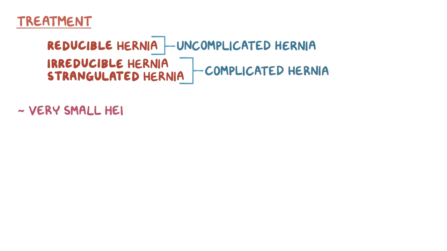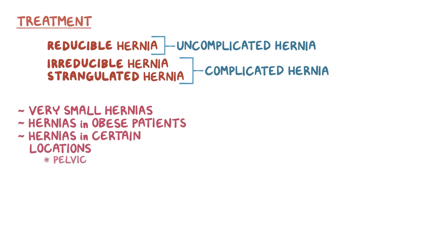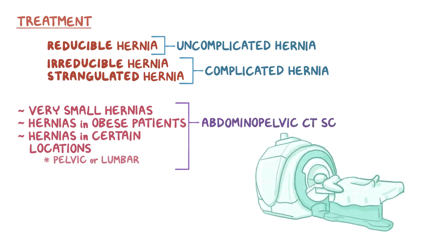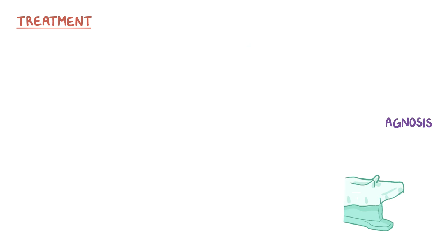Sometimes, very small hernias, hernias in obese patients, and hernias in certain locations like pelvic or lumbar hernias require imaging studies like an abdominopelvic CT scan to get diagnosed. The definitive treatment for hernias is surgical repair. There are two different types of surgical hernia repair: herniorrhaphy and hernioplasty.